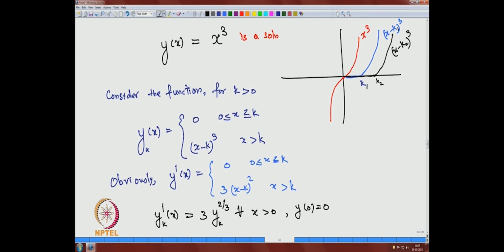So therefore, you can also see that y(x) equal to 0 is also a solution. The zero function is also a solution, which is a singular solution, otherwise you get a family of solutions. The conclusion is the given initial value problem has infinitely many solutions.